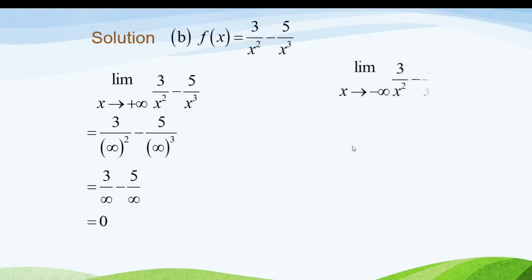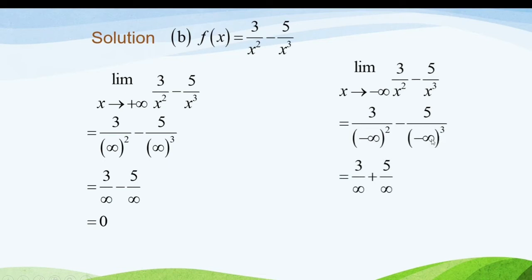Okay, the limit as x approaches negative infinity of 3 over x squared minus 5 over x cubed. We substitute negative infinity in the question. 3 over negative infinity squared minus 5 over negative infinity cubed. Negative infinity squared is infinity, and negative infinity cubed is negative infinity, and we simplify, we get 3 over infinity plus 5 over infinity. So the answer is 0.